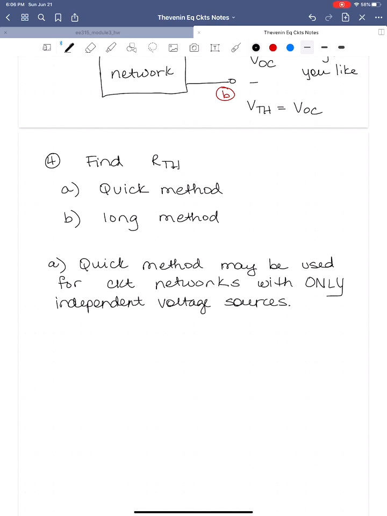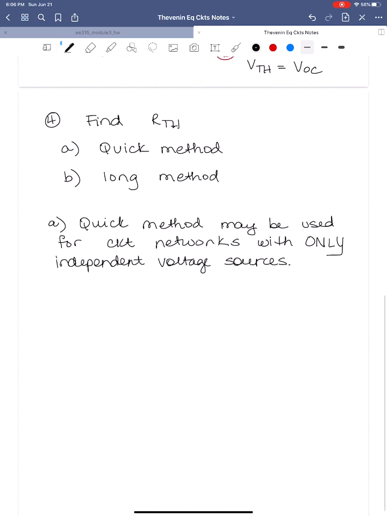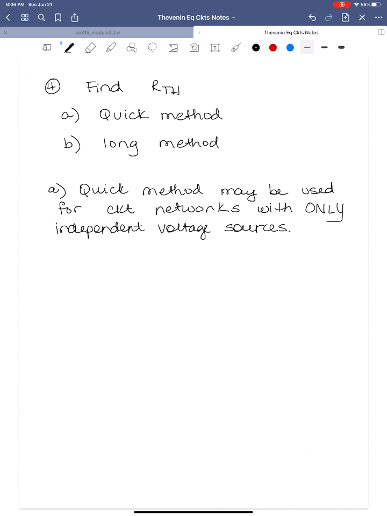Okay, so when you look at your circuit network, if it only has independent sources in it, 0 dependent sources in it, then we can use the quick method. Okay, and so the quick method, we are going to turn off all the independent sources, and they're going to be the only sources in the circuit, but they're all going to be independent. So turn off all independent sources.